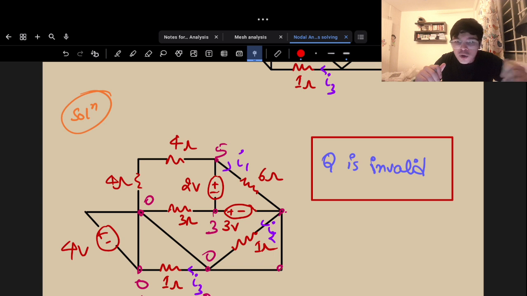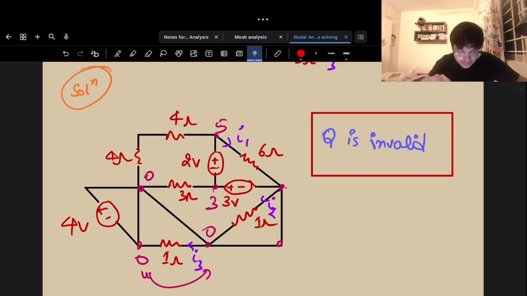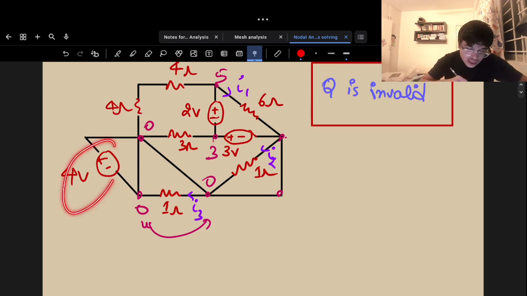None is ready to compromise. This is saying that it has to be 0 volts. I will not change. And this is also arguing that I will be 4 volts. So if you want a numerical answer, the numerical answer is: question is invalid. But if you want to understand physically what is going to happen, apparently the wire is going to get damaged and the wire is going to melt.